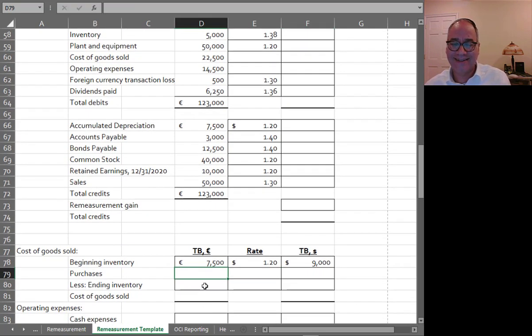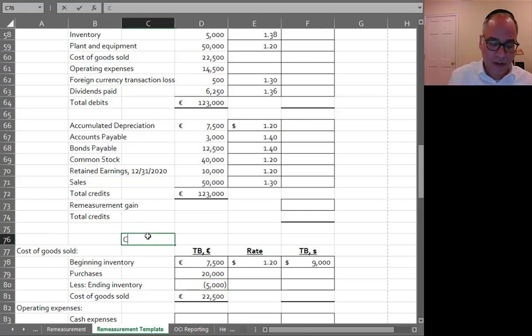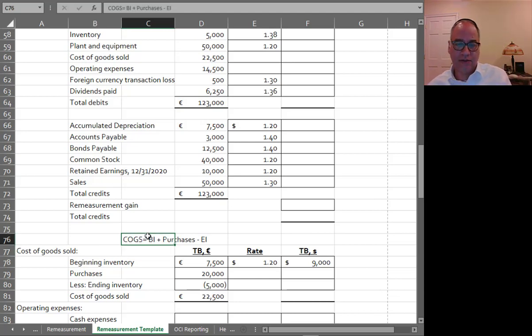And then, you know what? I don't know purchases. But I know my cost of goods sold was $22,500, and I know my ending inventory is $5,000. So from that, I can figure out that the purchases is $20,000, because it'd be 22,500 minus 7,500 minus a negative 5,000. You could just plug it into this formula: cost of goods sold equals beginning inventory plus purchases minus ending inventory. You'll get $20,000, in case you're wondering.